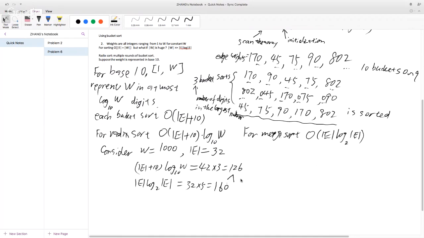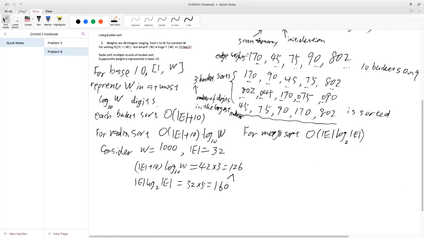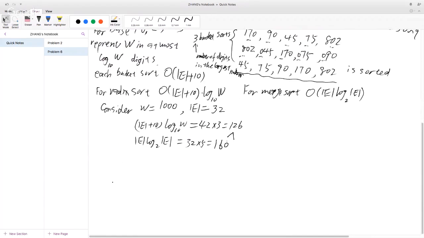So for the case when W is very large, we have an option of radix sort. Let's look at what's left for this problem. For problem 6, it's Prim's algorithm.